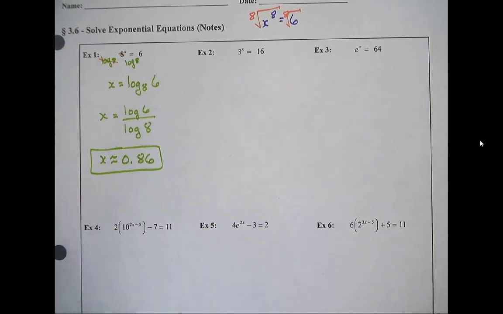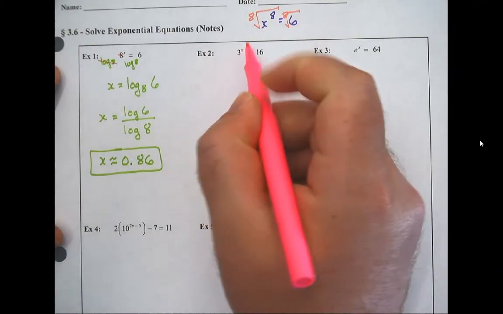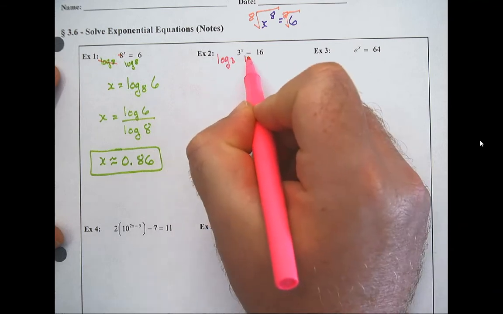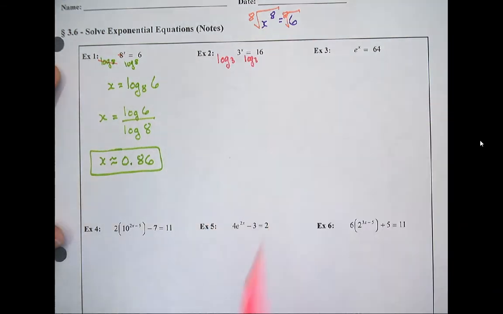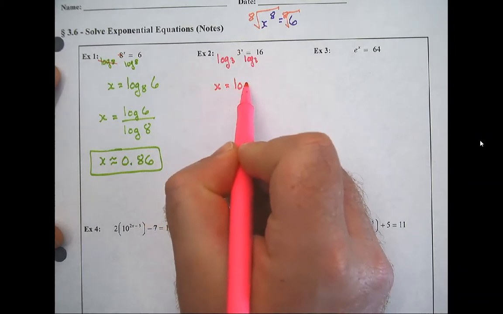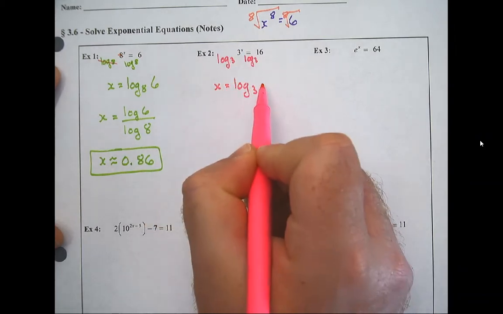So let's have you try example 2. Pause it if you haven't yet. All right, let's see how you did. I want to kill off 3 to the. 3 to the is killed with log base 3. Now whatever you do to one side, you got to do to the other side. So those canceled, I get x equals log base 3 of 16.